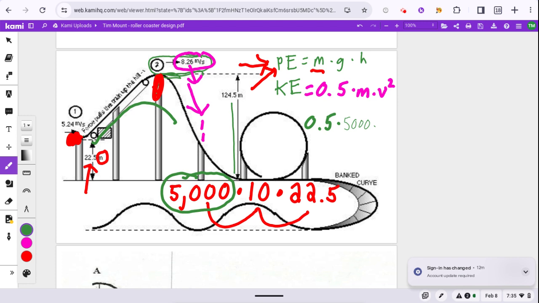And then you would put the velocity squared. So let's say yours was just like this one, 8.26 meters per second. You'd put 8.26 and then squared. So for that one, you would do 8.26 times 8.26. You'd get that answer and then multiply by 5,000 and multiply by 0.5. That would get your final answer.